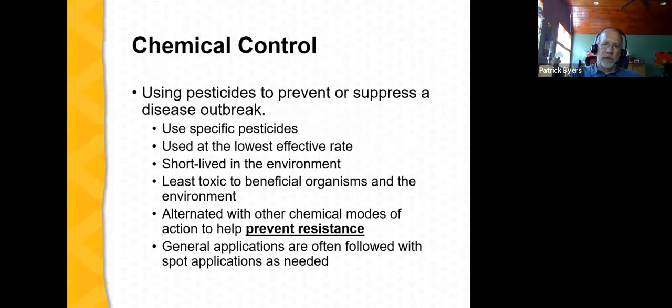We talked about this earlier. This is the same slide I showed before under the discussion of IPM, but it has to be emphasized. If you're going to use pesticides of any sort, be they organic pesticides or non-organic pesticides, use the specific ones for specific issues, use at the lowest effective rate, use those that are short-lived in the environment, use those that are least toxic to beneficial organisms, alternate different chemical modes of action to prevent resistance, and yes, a general application may be needed initially, but follow up with spot applications only as needed.